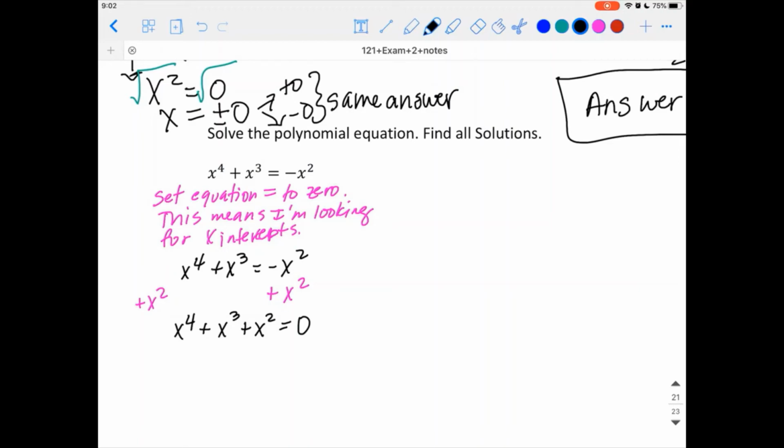Okay, so we're in factoring mode. Let's first see if they have anything in common. So let's factor out an x squared. So it's going to be x squared times (x squared plus x plus 1) is equal to 0.